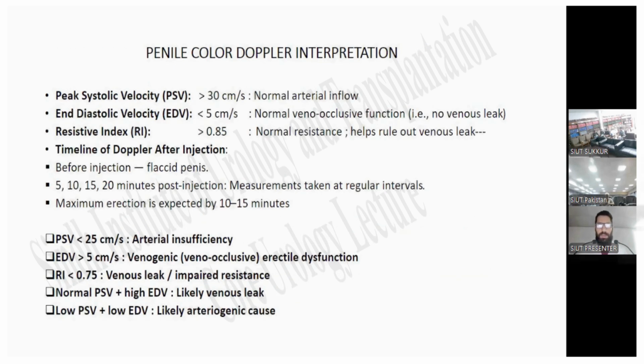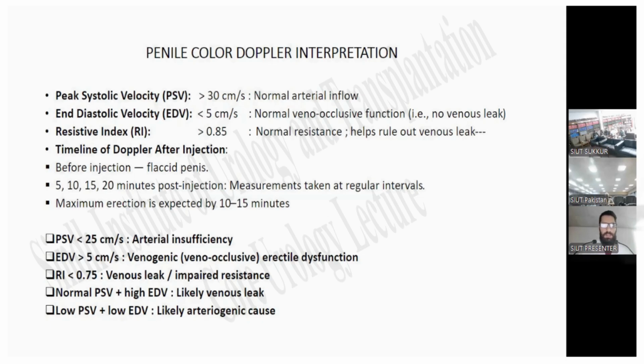So normal peak systolic velocity of the cavernosal artery should be more than 30 centimeters per second, while end-diastolic velocity should be less than 5 centimeters per second, and the resistive index should be more than 0.85. After the injection of prostaglandin E1, at 5 minutes, 10 minutes, 15 and 20 minutes, the color Doppler is done to detect peak systolic and end-diastolic velocities, and a maximum erection is expected by 10 to 15 minutes.